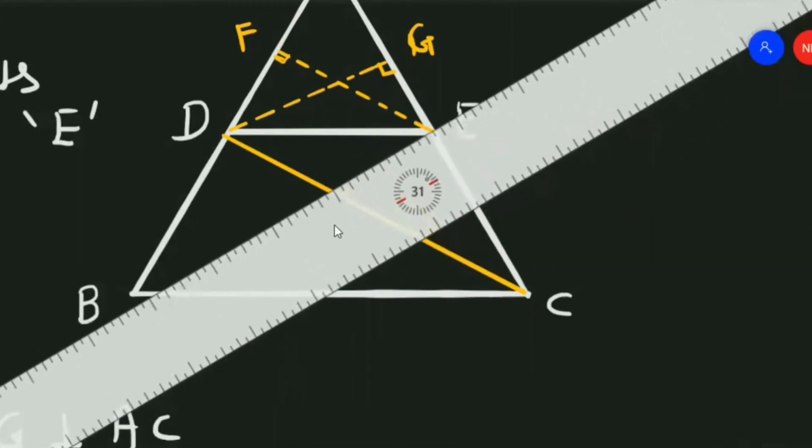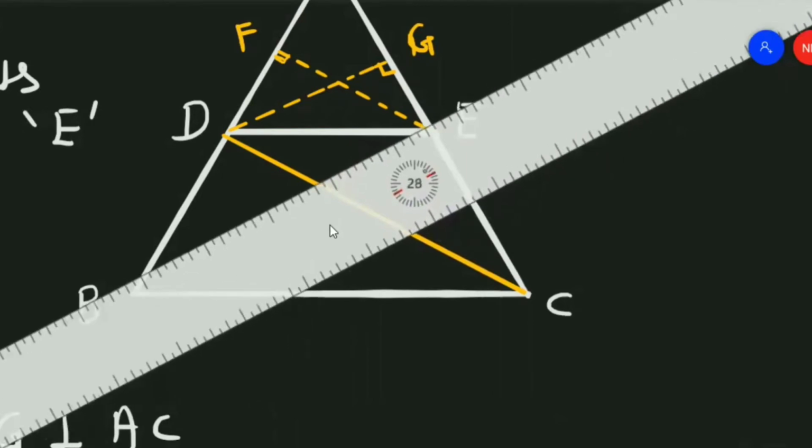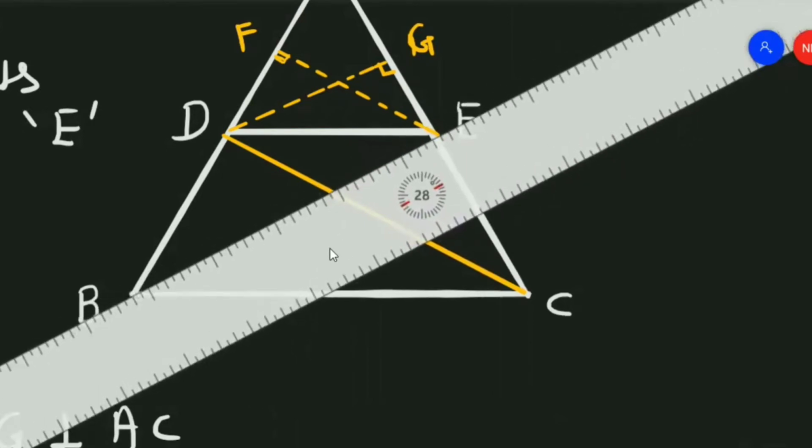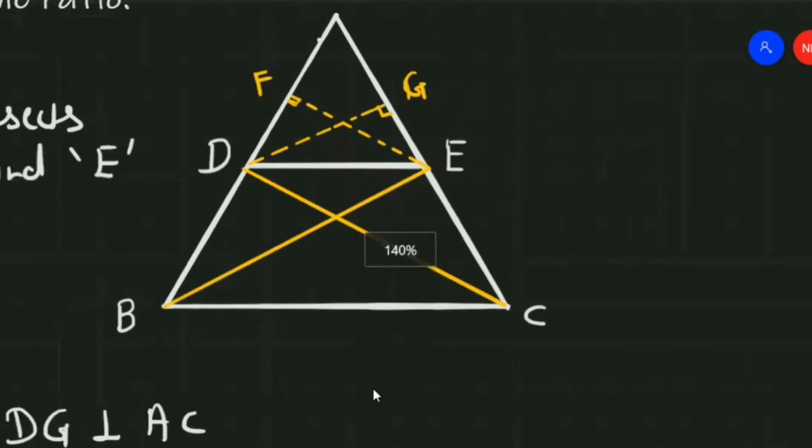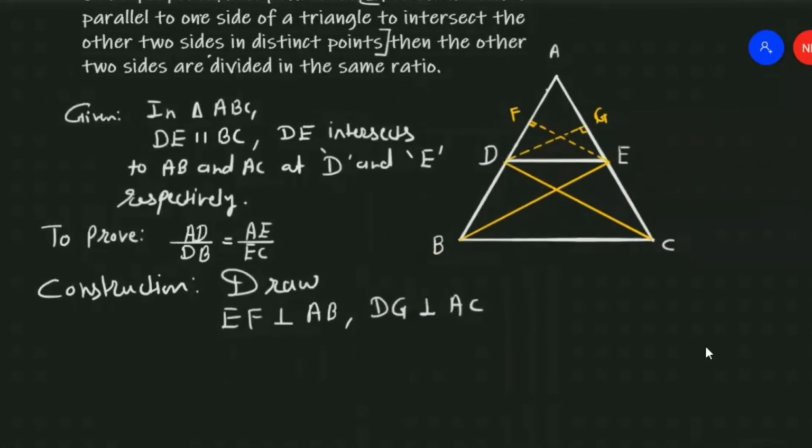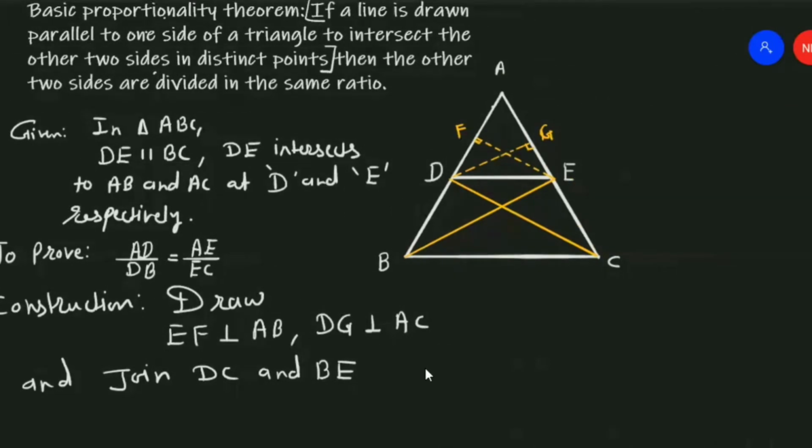You will use a scale and join these two points. Please make sure that you use a scale. These two points we have joined here. So you will mention this also under the construction, as I am writing here: join DC and BE.